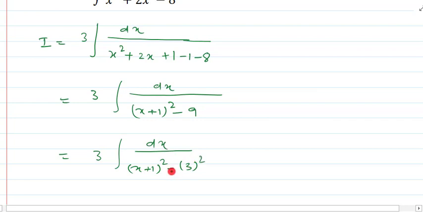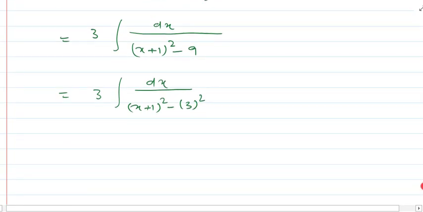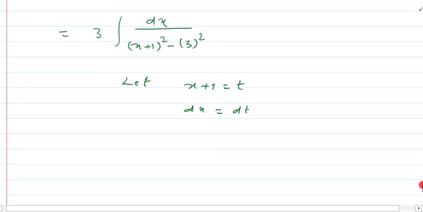So this is one of the types of result that we have discussed. Here you can do one more thing. Let x plus 1 be equal to t. This is optional. You may use it directly or you may go through substitution. Applying differentiation, you will have dx is equal to dt. Therefore I will be 3 into dt upon t square minus 3 square.